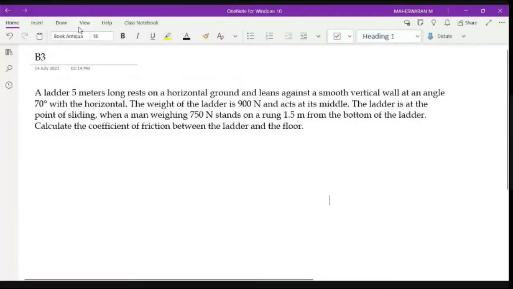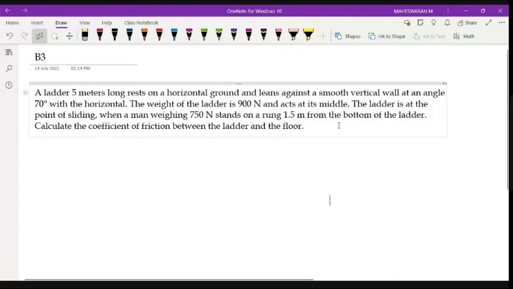Good morning to all. Today we will discuss a few more problems related to friction. I think last class we discussed block friction and wedge friction. We solved two problems related to that. So today we will discuss ladder friction first, and after that we will proceed with rope friction.